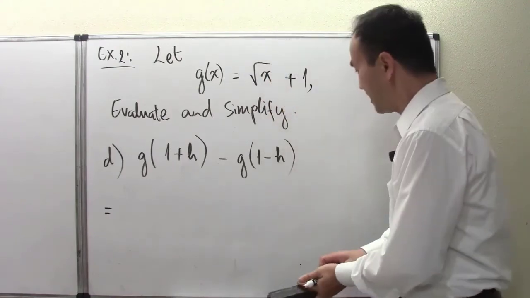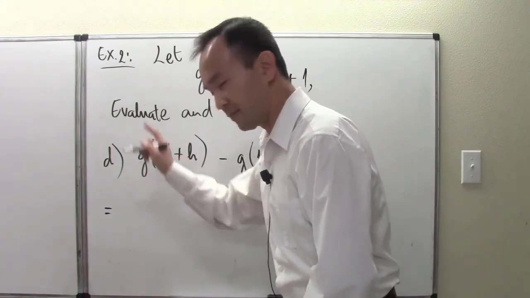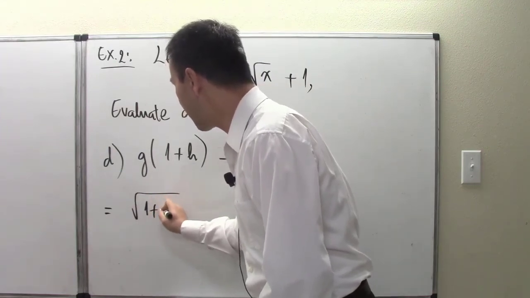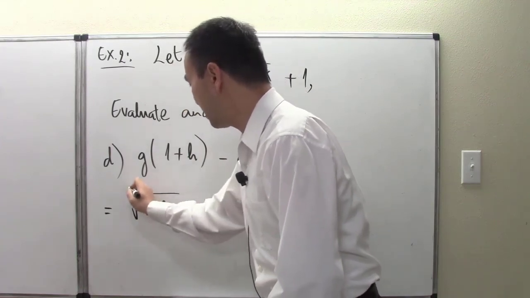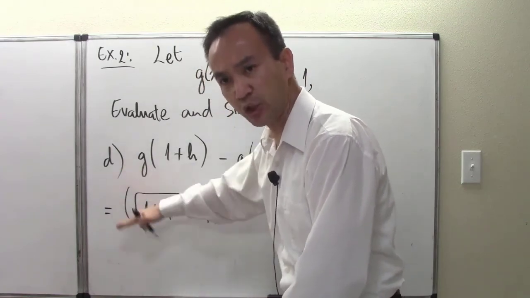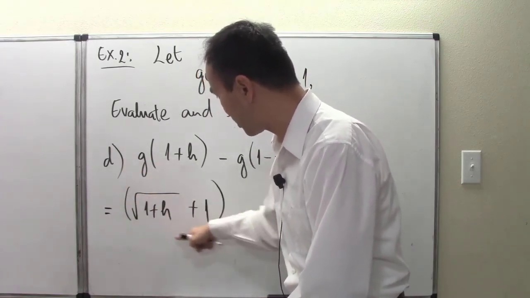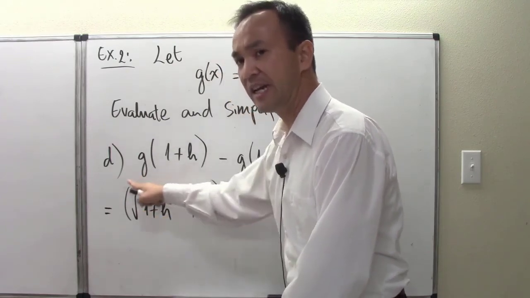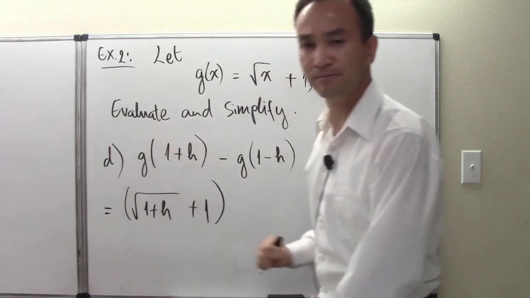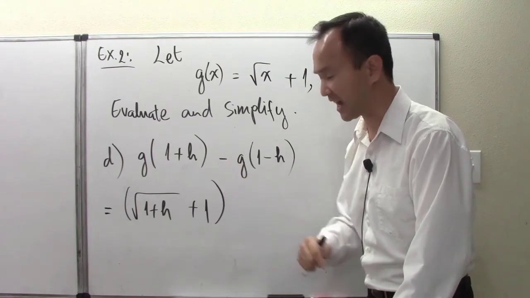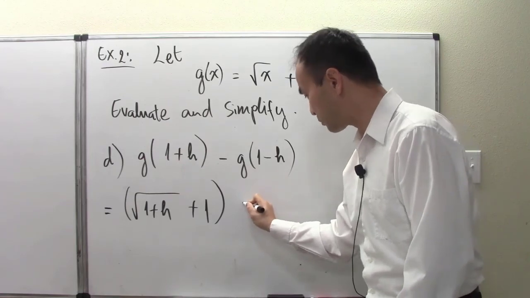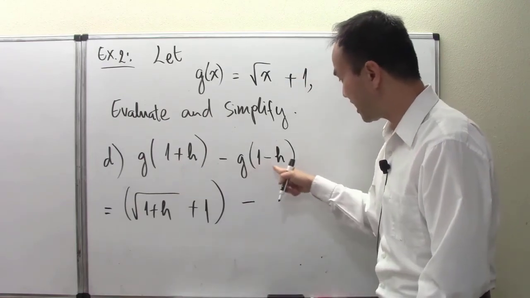So now, g of 1 plus h, from the scratch work that we were working with, we're looking at the square root of 1 plus h plus 1. Allow me to use parentheses here to indicate that this entire expression is only the ending result of g of 1 plus h, only for that first term. But then the instruction from this expression says we need to continue further by subtracting g of 1 minus h.